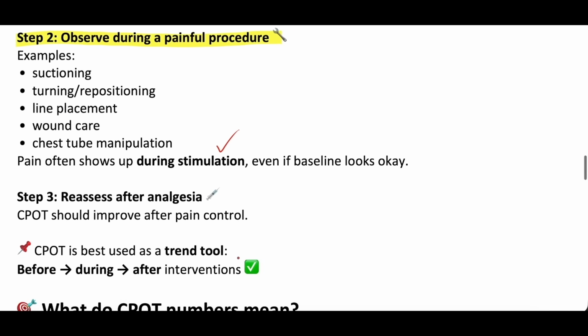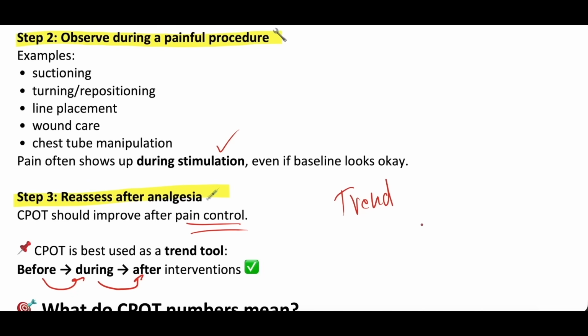And then step 3, reassess them after you have controlled some of their pain. Their CPOT score should be improving with pain control if you're going down the right road, right? It's best used as a trending tool. So do it before, then give them medications if you think they need it, and then repeat it after.